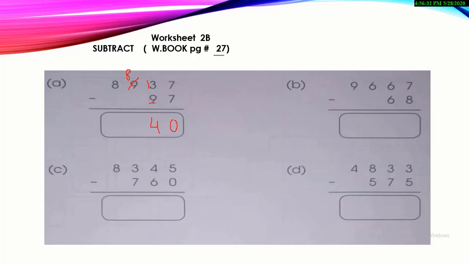Yes. 8 is the number and there is no number over here to subtract. So 8 will come as it is and the other 8 will also come as it is. Yes. Okay. So let's read the song and check it out.